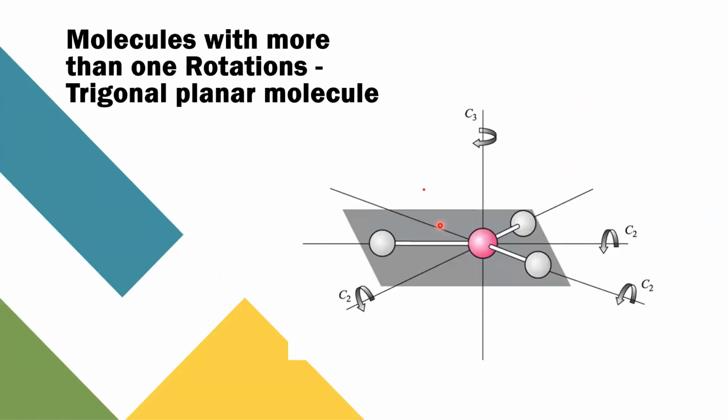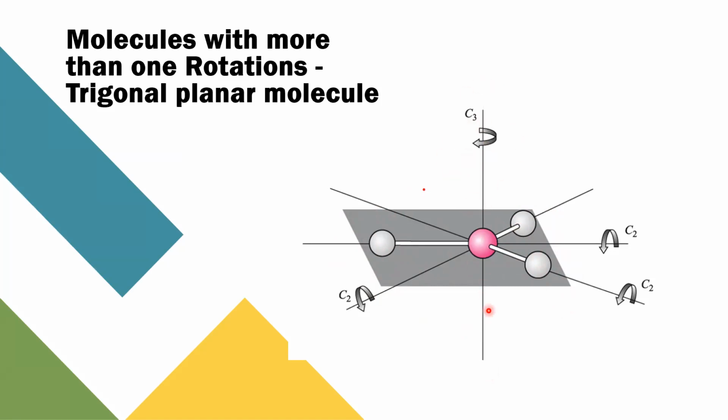So here you see a trigonal planar molecule. Example? Trigonal planar BF3, boron trifluoride. Here in BF3, this is a planar molecule. So this is the three-dimensional structure. We know it has a C3 axis because when you rotate by 120, you get equivalent configurations.